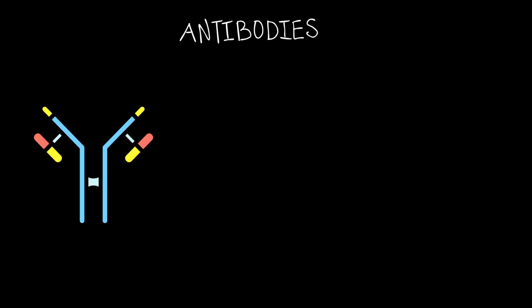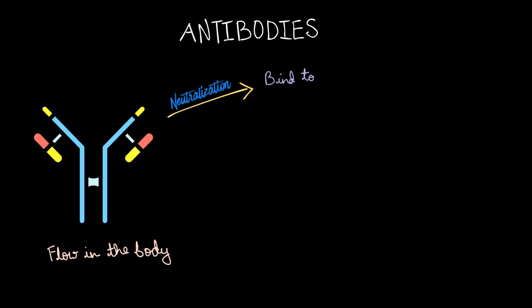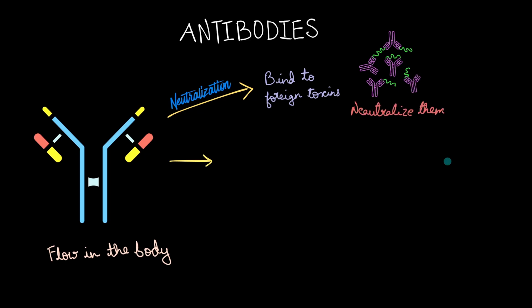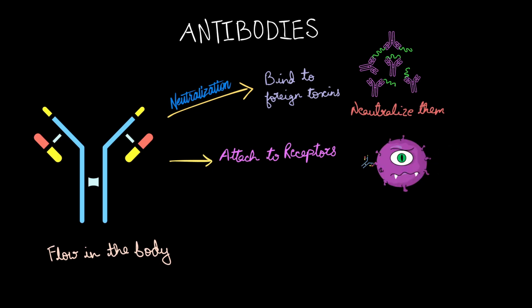These proteins float around the blood and attach themselves to antigens that match their specific variable region. The antibodies help the immune system fight pathogens in a number of different ways. First is neutralization. They bind to foreign toxins or viral particles and block their harmful activity. Second is prevention of viral entry. By binding to the receptors of viruses or bacteria, antibodies can prevent them from carrying out their function of attaching to and entering the host cells.